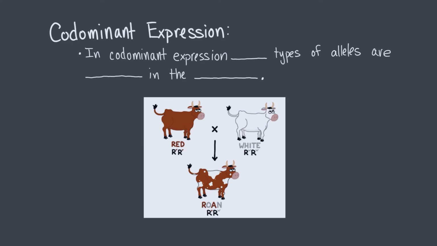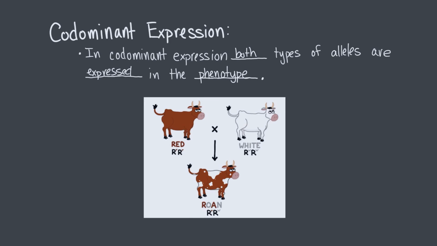Our third type of gene expression is codominant expression. And in codominant expression, both types of the alleles are expressed in our phenotype, that physical trait that we actually see.